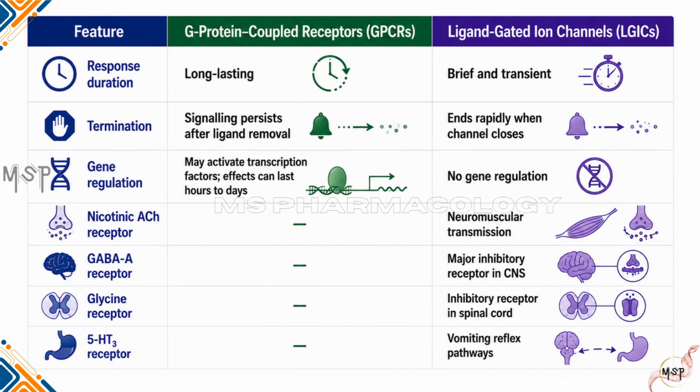Several important ionotropic receptors illustrate these functions. The nicotinic acetylcholine receptor mediates neuromuscular transmission and skeletal muscle contraction. The GABA-A receptor is the major inhibitory receptor in the central nervous system. The glycine receptor performs a similar inhibitory role in the spinal cord. And the 5-HT3 receptor participates in rapid vomiting reflex pathways.